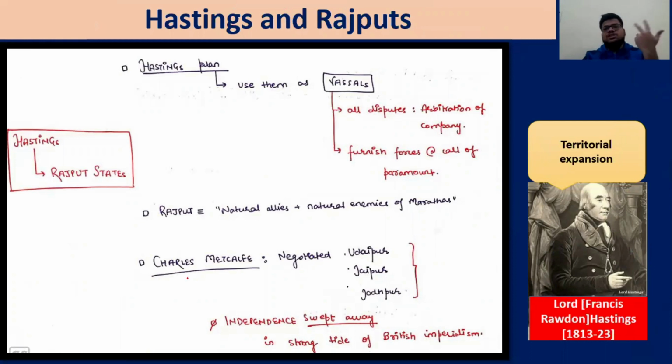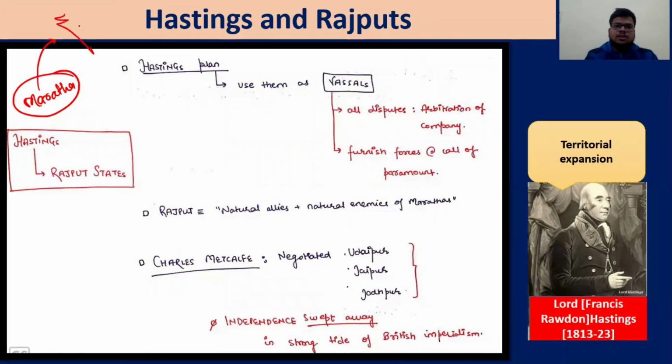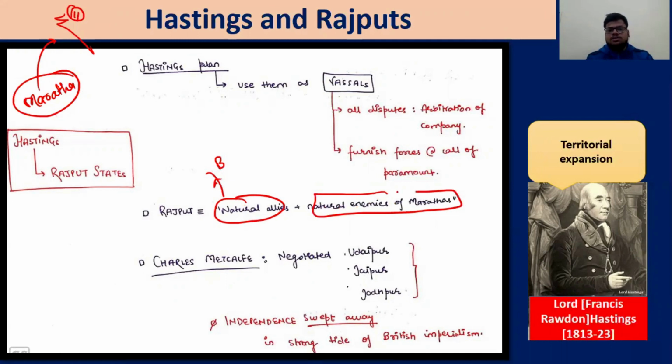These are the two stories we have already discussed: Hastings ruling with the Gorkhas, and Hastings ending the Maratha Confederacy. Then we'll discuss Hastings and the Rajputs very quickly. The Rajputs were still under the Marathas, who used to take a lot of revenue from them. Lord Hastings worked on the context that the Rajputs were natural allies of the Britishers and natural enemies of the Marathas.